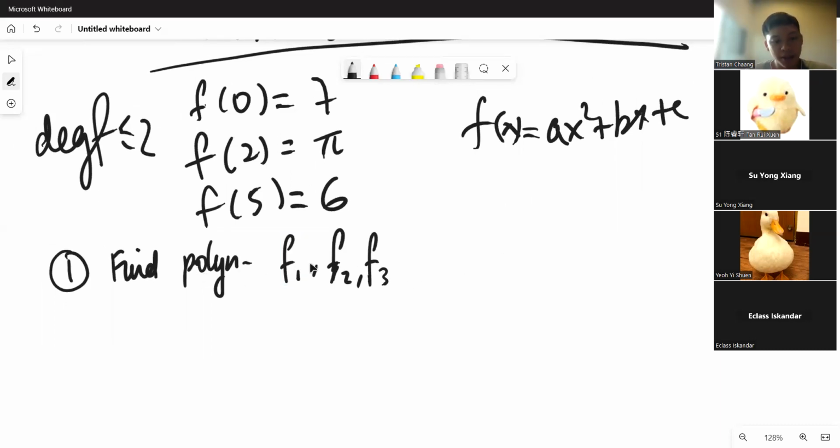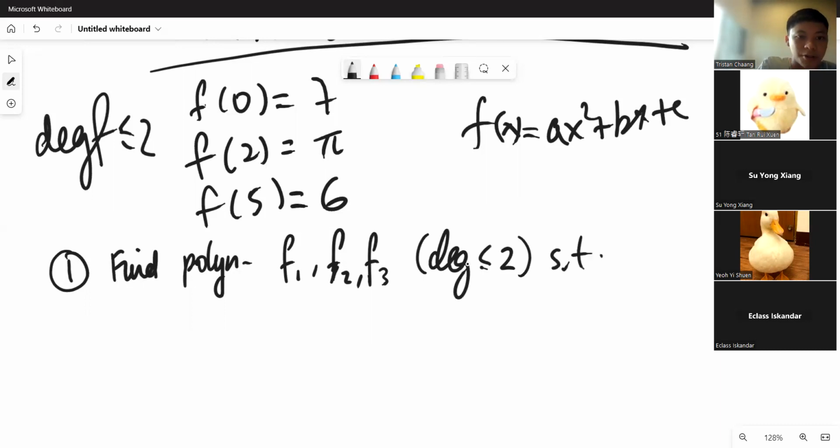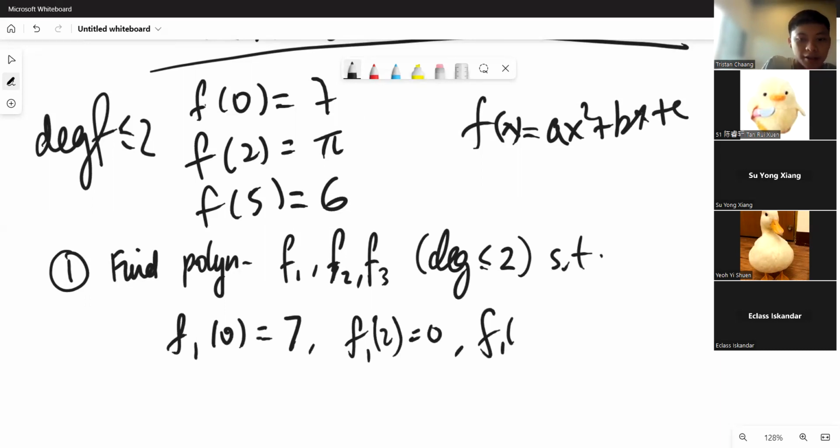So the first step is to find f1, f2, f3, such that, first of all, the degrees are again at most 2, such that we're going to split these three statements into properties I will separate into f1, f2, f3. Let's see what I mean. f1(0) is 7, f1(2) is 0, f1(5) is 0. So it only satisfies the first one, and for the other two it is 0.